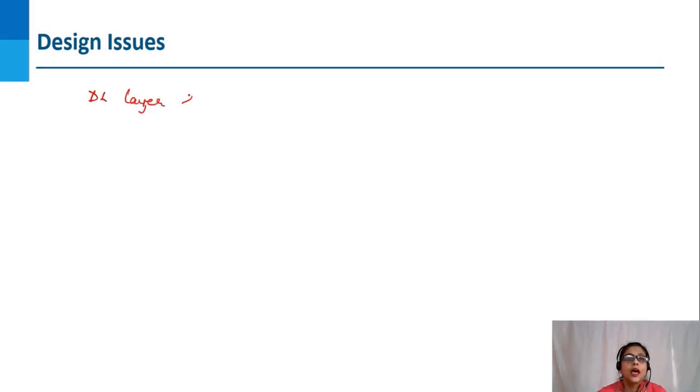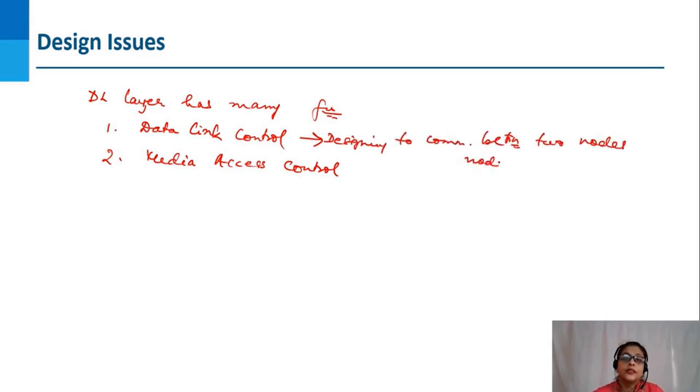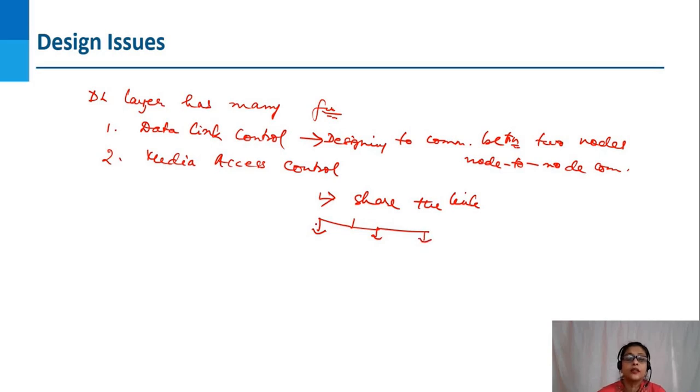Data link layer has many functionalities. The first functionality is the data link control and the second one is the media access control. Now what is the meaning of data link control? Data link control means designing to communicate between two nodes. Basically this is done for node to node communication. And media access control means how the nodes share the link. For sharing, there are three different techniques. We will learn them one by one in the later videos.